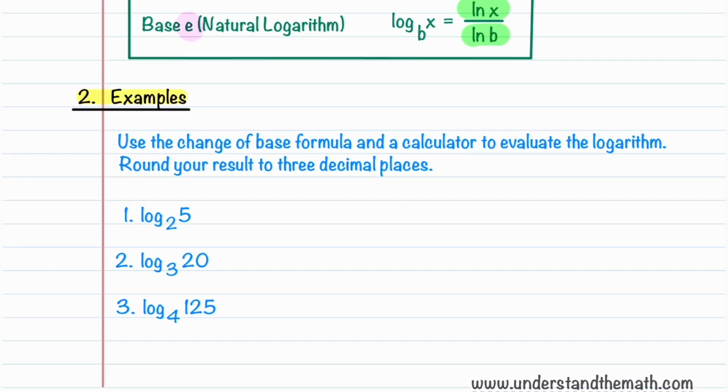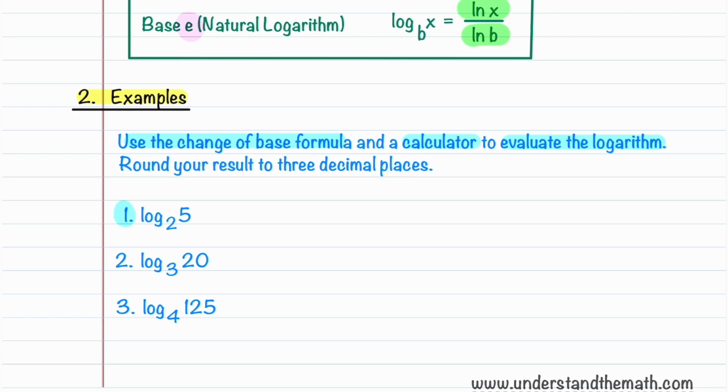Let's now look at some examples. We're going to use the change of base formula and a calculator to evaluate each logarithm. And then we're going to round our answer to 3 decimal places.